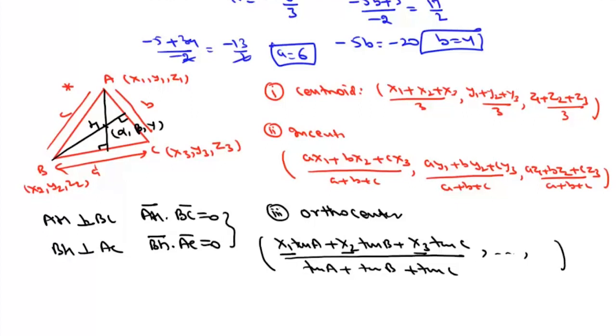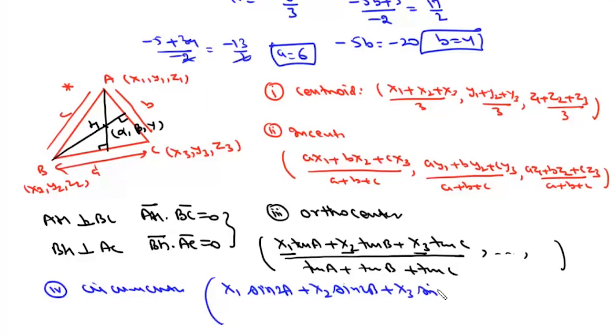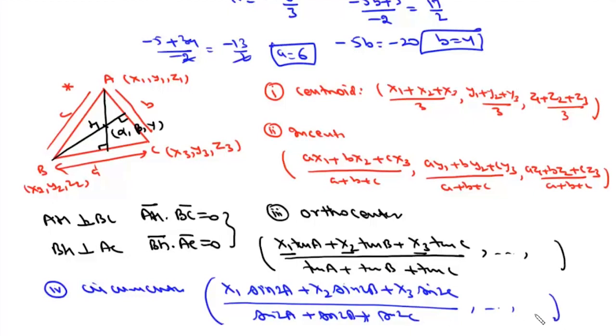And finally we can find circumcenter. And for circumcenter, again we need angles. So we can write this as x1 sine 2A plus x2 sine 2B plus x3 sine 2C upon sine 2A plus sine 2B plus sine 2C, and it will be same for y and z. We will replace x with y and z. So this is how we can find all the four centers in a triangle.